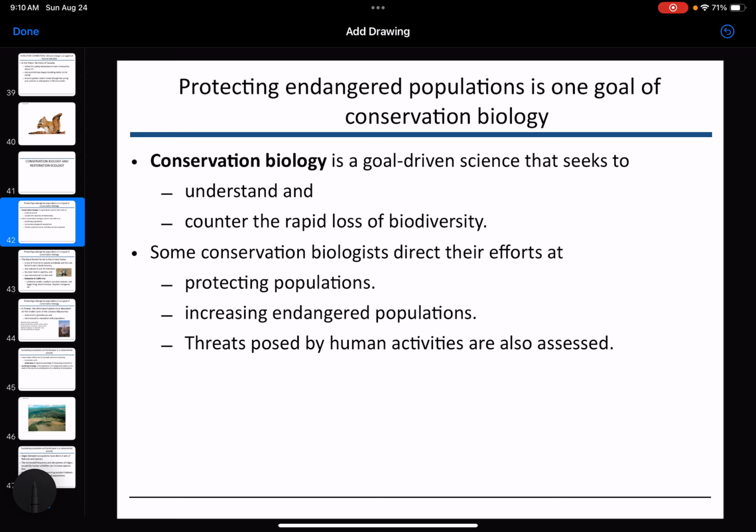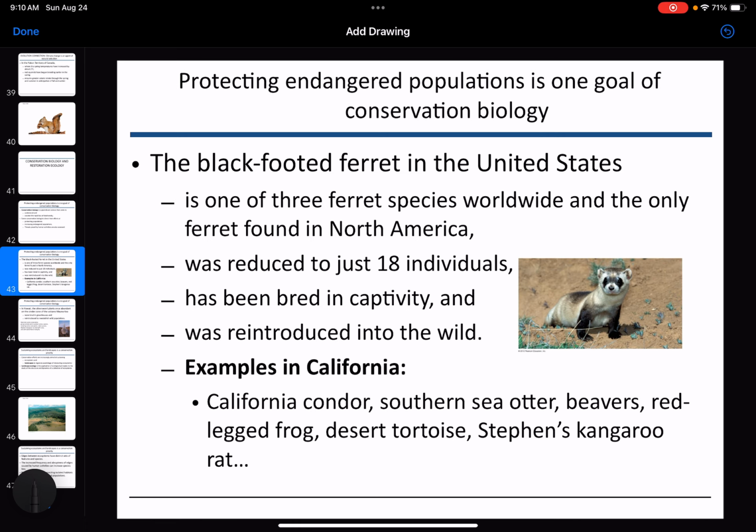And we can focus on protecting a population. We can also focus on restoring the numbers of an endangered population. But oftentimes we are invested in outlining what are the threats that are created by us humans and specifically our activities that lead to harm to biodiversity. So let's look at broadly and then scale down.